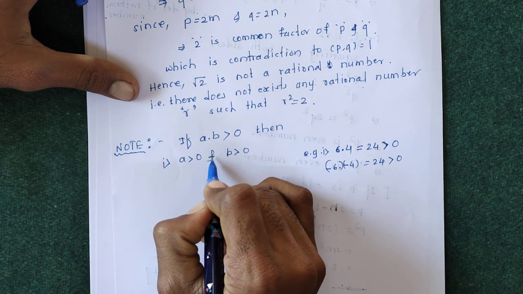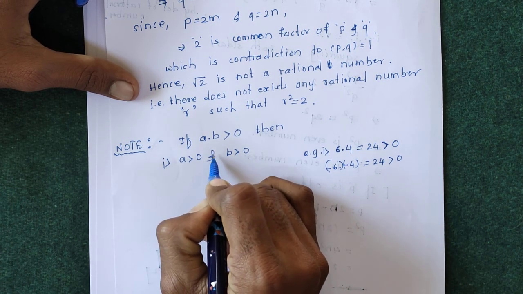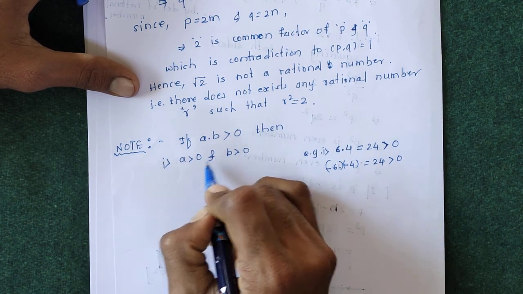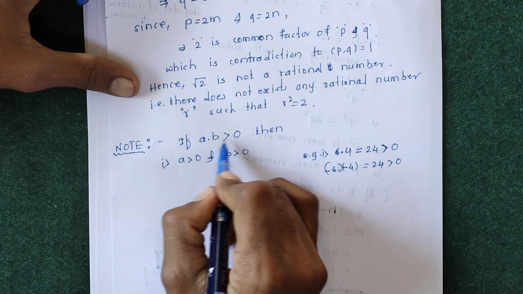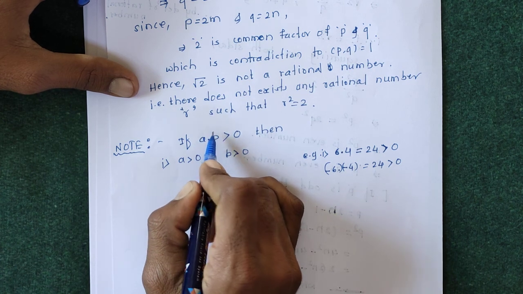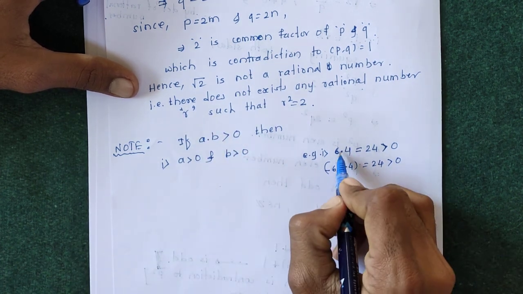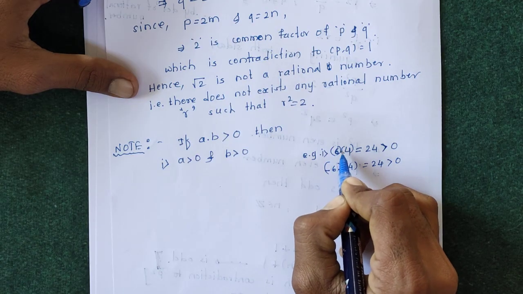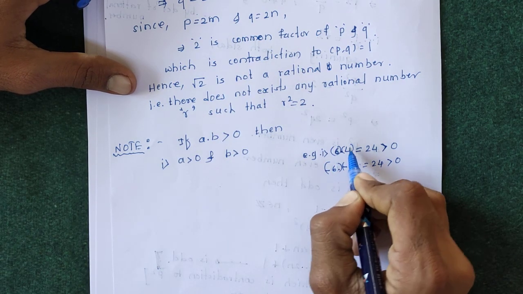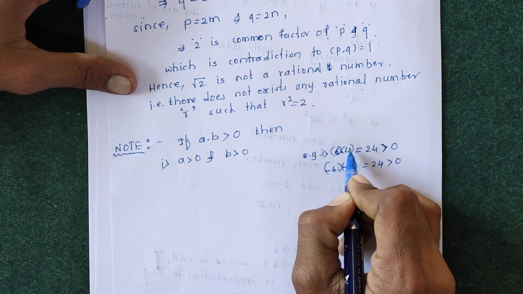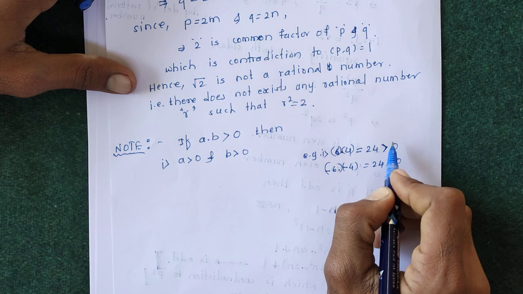Just look here: a is greater than 0 and b is greater than 0. Instead of and, some students write or. There is a huge difference between and and or. If you write or here, then your answer is totally wrong. So if a into b is greater than 0, then the first possibility is that both a is greater than 0 and b is greater than 0, so their multiplication is greater than 0. Here 6 into 4: 6 is greater than 0, 4 is greater than 0, and their multiplication is 24, which is greater than 0.